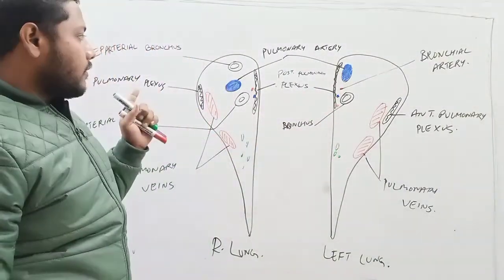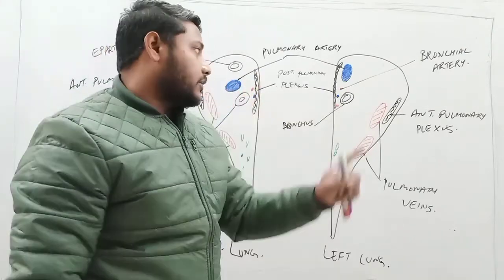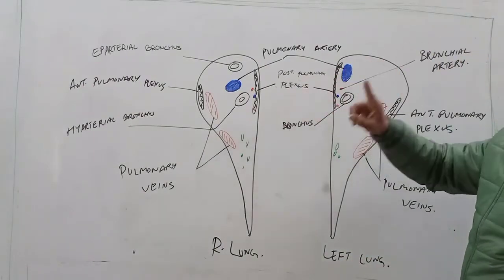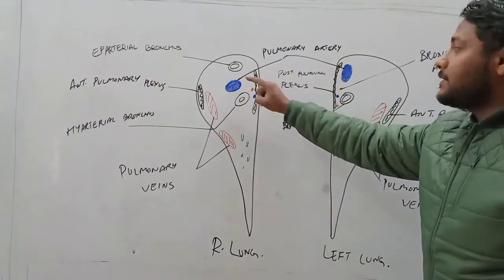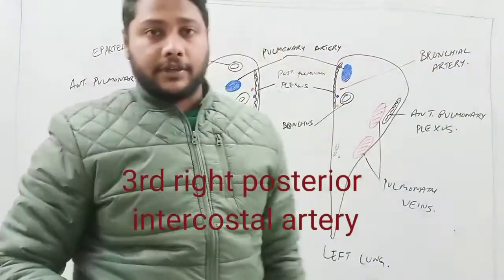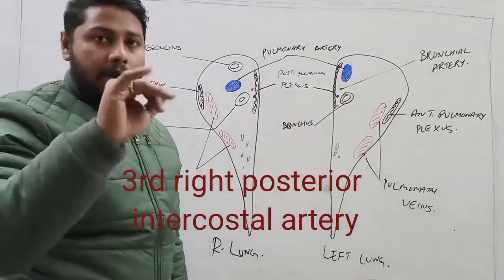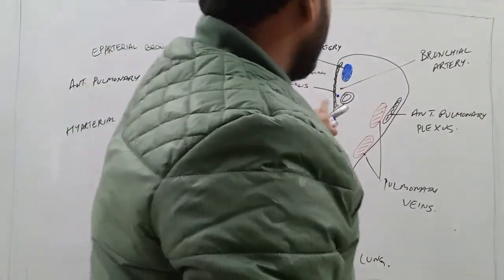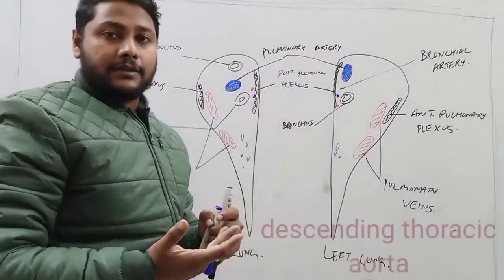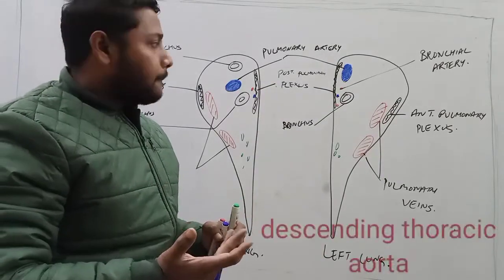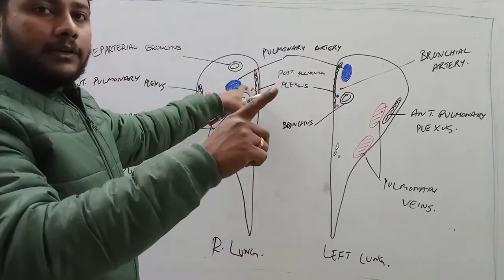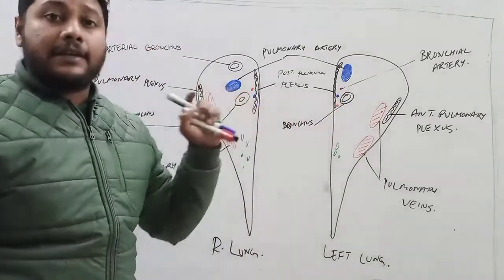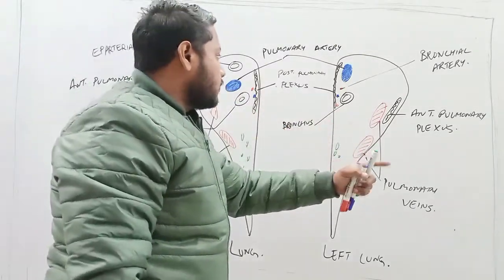We can see that there is one bronchial artery on the right side, two bronchial arteries on the left side. The bronchial artery on the right side is derived from the third posterior intercostal artery, whereas the two bronchial arteries on the left lung are derived from the descending thoracic aorta. The venous drainage is done by the bronchial veins.